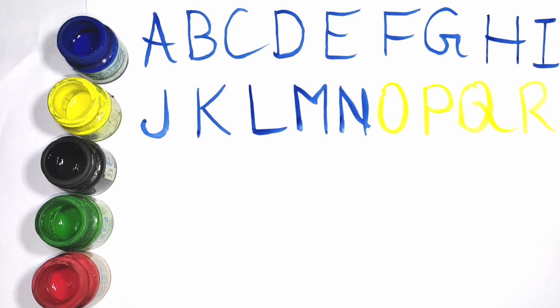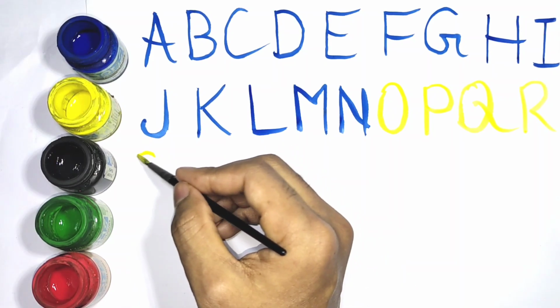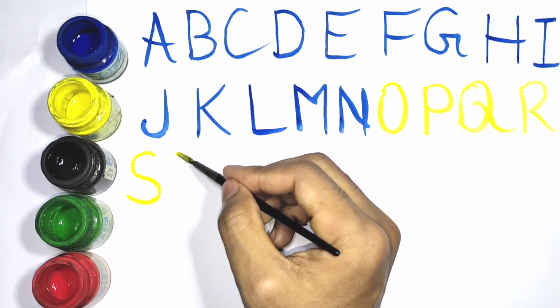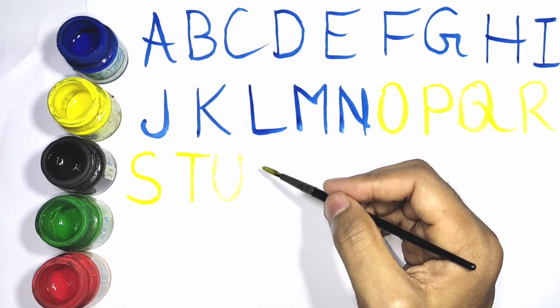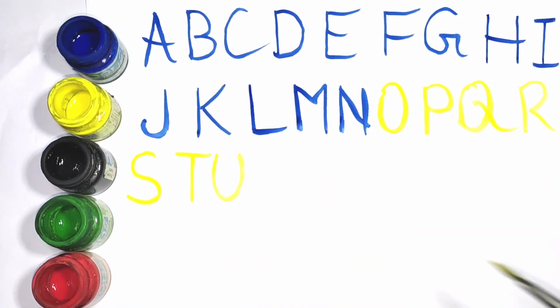We again use yellow color and the next one is S. S for sun, S for snake. And now we draw T. The next one is U. Kids, now we draw U.